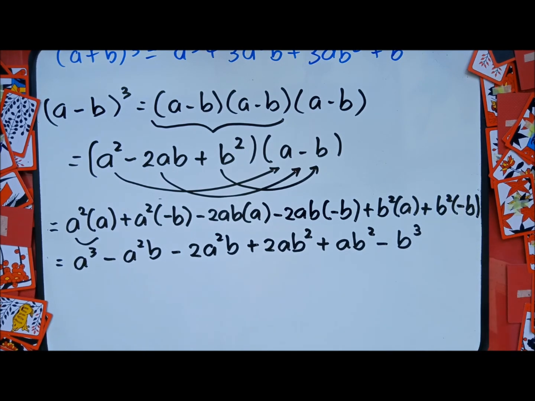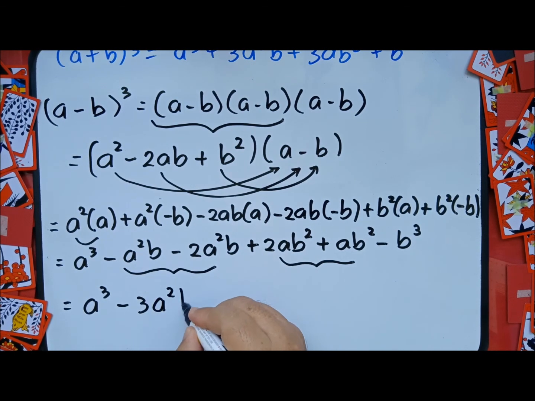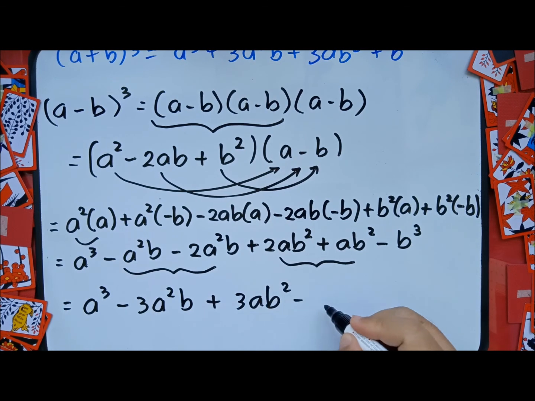Then add the exponents. Now, are there like terms? Yes. These are like terms. Same base, same exponents. So this will become what? A cube. Negative 1 plus negative 2 is negative 3 a squared b. Then positive and positive will become 2 plus 1 is 3 ab squared, minus b cubed. So this will be your pattern.